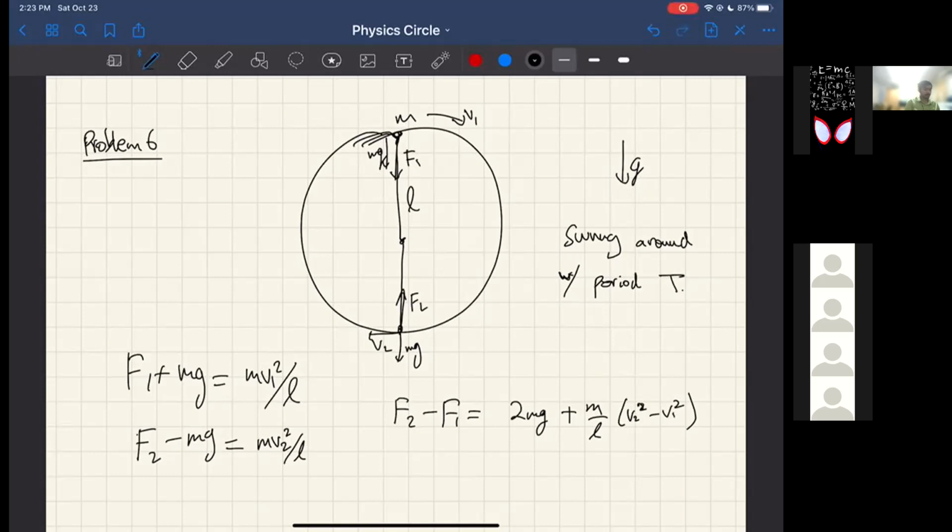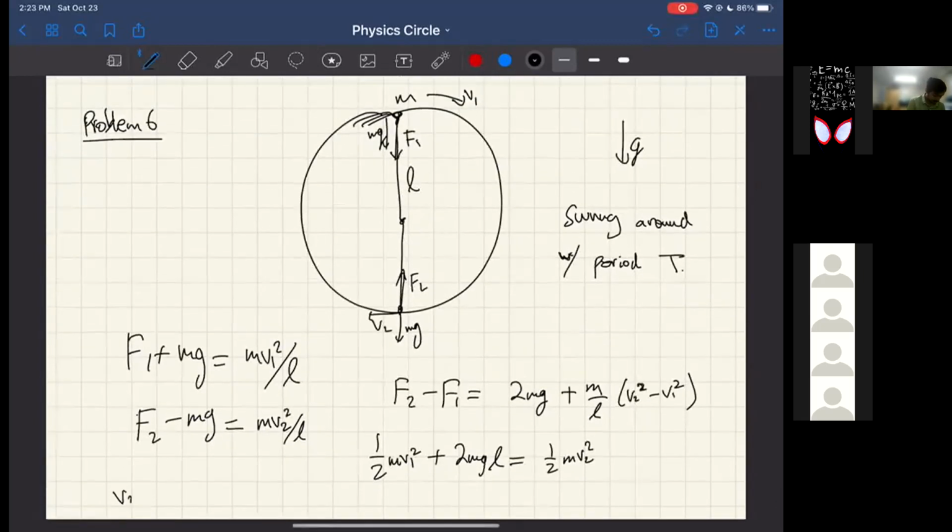So we can actually use conservation of energy. So this is what conservation of energy says. So v2 squared minus v1 squared is equal to 4gL. So F2 minus F1 is actually equal to 6 mg. So it's not dependent on the period T, which you actually could have known from dimensional analysis from the start. It couldn't have been dependent on T.